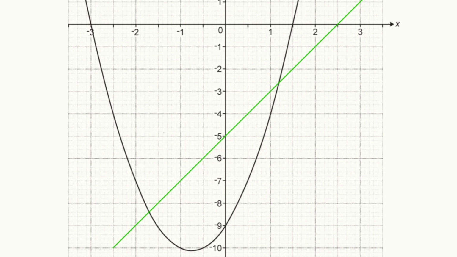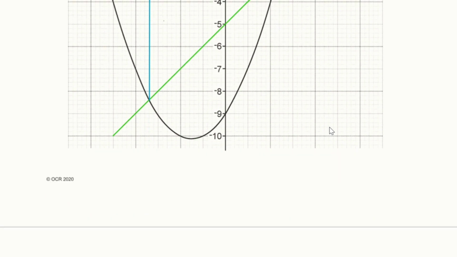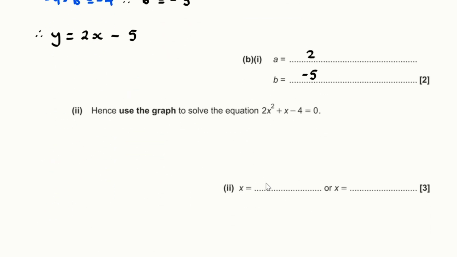So, having drawn that graph, I can see I've got an intersection point over here at minus 1.7, and I've also got another one over here which is at 1.2. So I've got 1.2 and minus 1.7 as my intersection points.